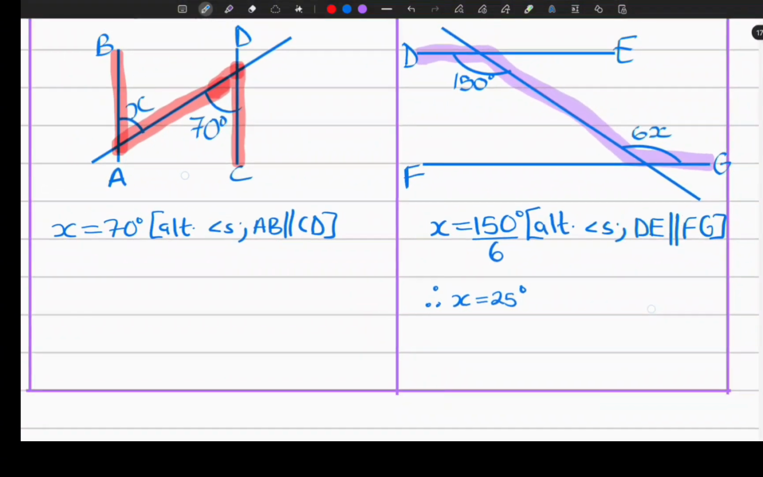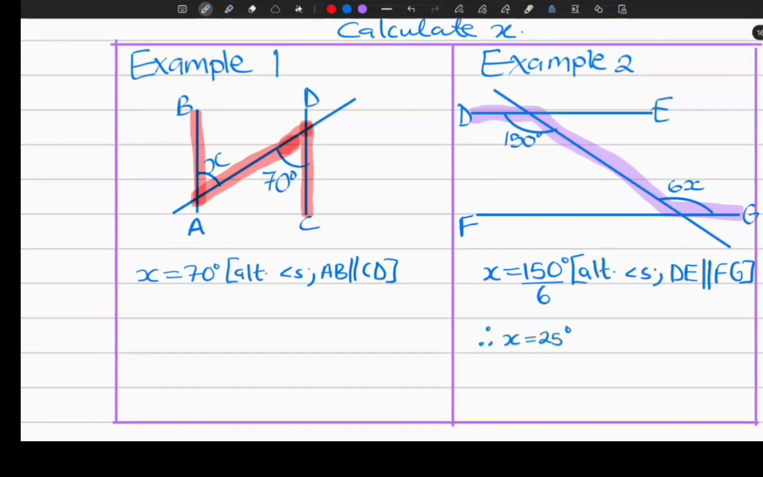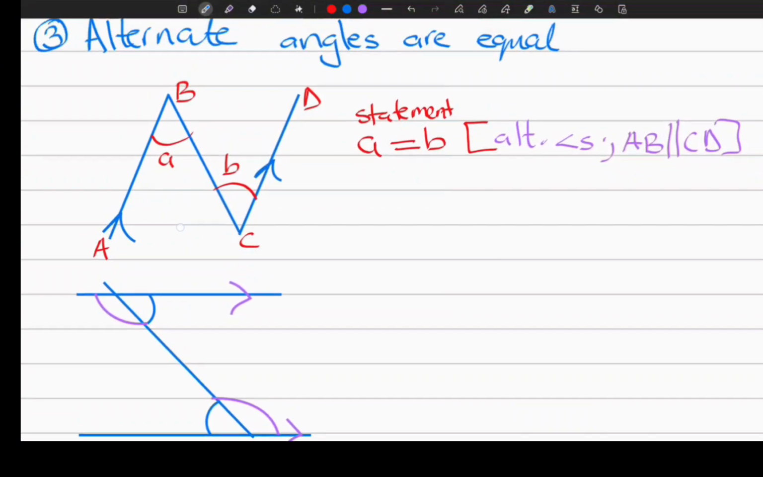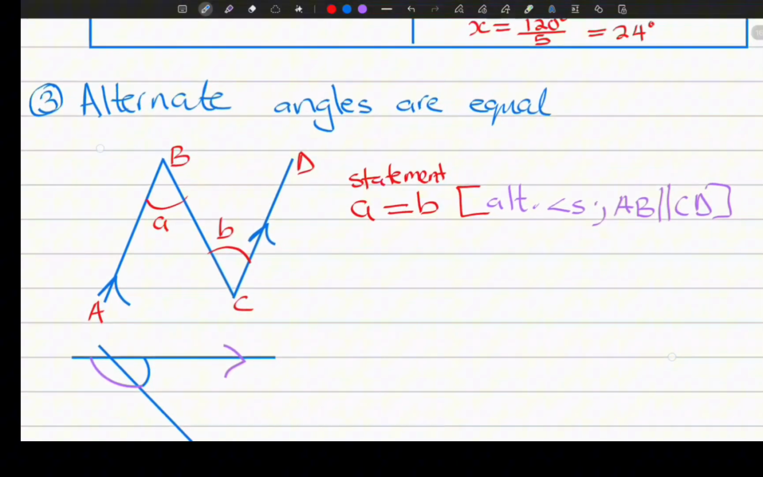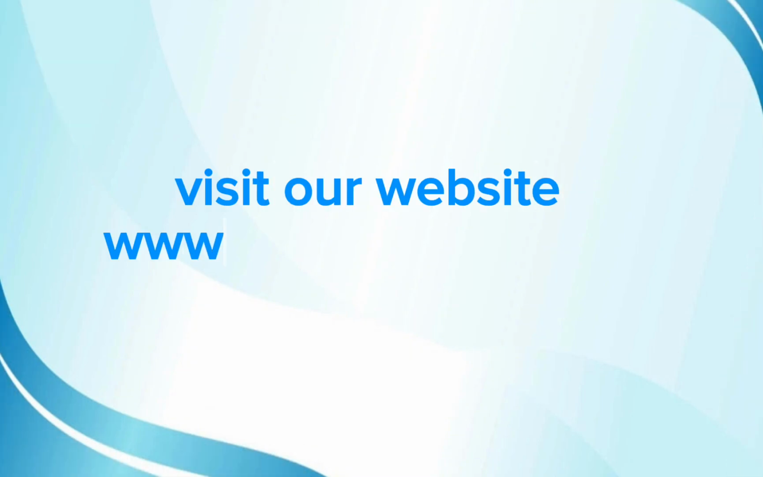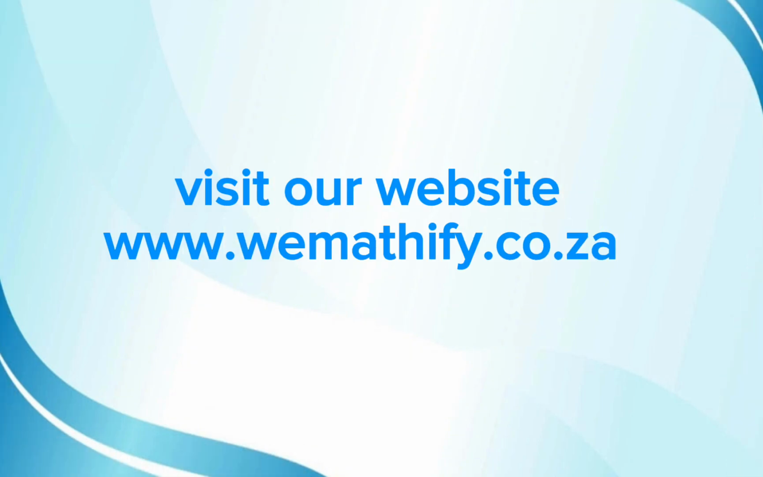Right? We have basically solved for x, or calculated the values of x using the theorem which says alternate angles are equal. If you haven't seen our first video, part 1, where we discussed in detail point theorems, I advise you to go and check it out before you look at the next video, where we're going to be discussing different types of questions and applying these theorems.